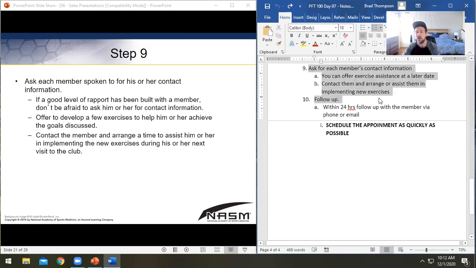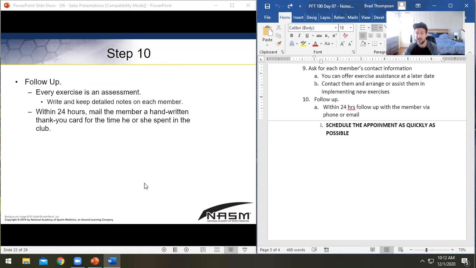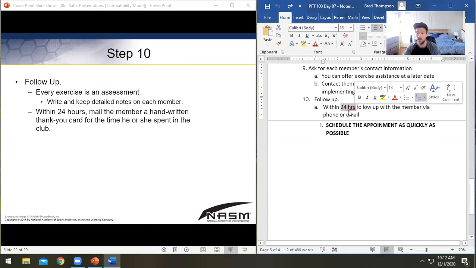So ask each member for their contact information, and offer assistance at a later date. Be like, hey, maybe I can get your contact info, and I'm going to email you with my schedule, and we're going to see what time you and I can meet to set something up, and then contact them and arrange that exercise program. And then, like I said, lastly, follow up. Within 24 hours, follow up with your client, phone, email, whatever. Schedule that and follow up with them as much as you can. I think 24 to 48 hours is pretty good, but 24 is definitely the number.